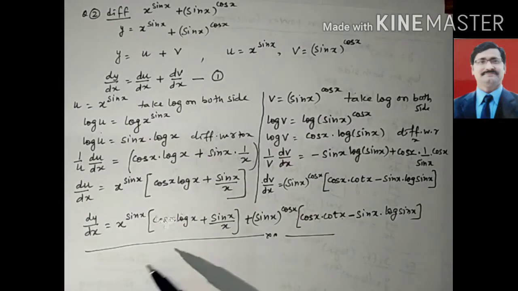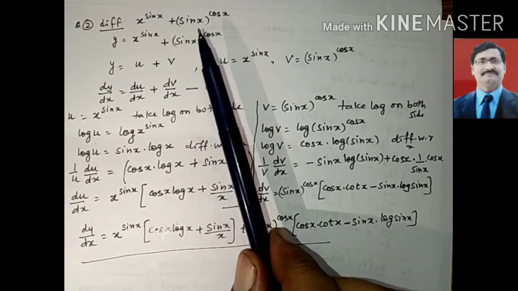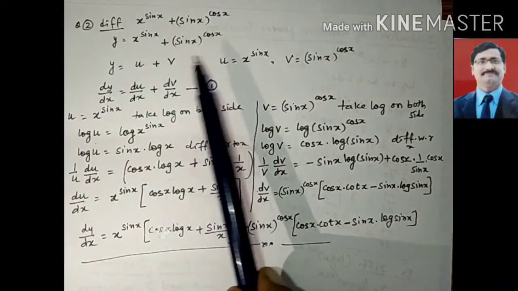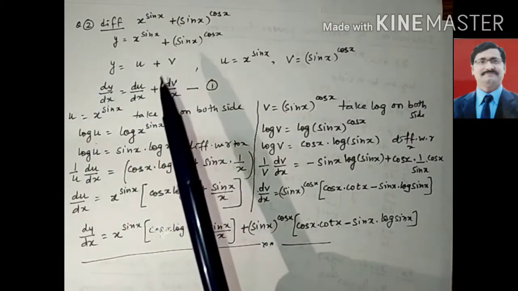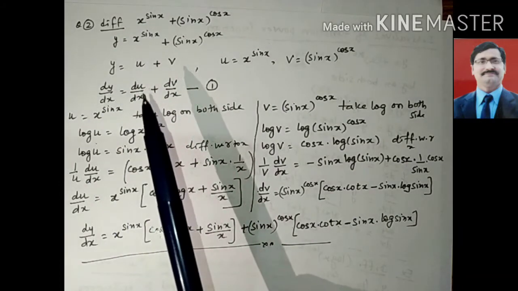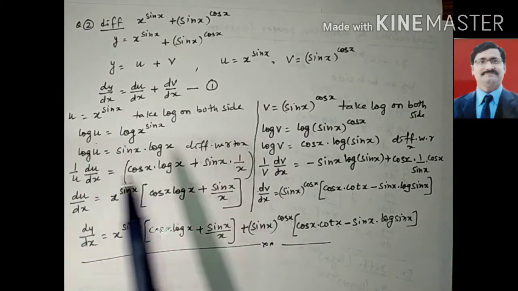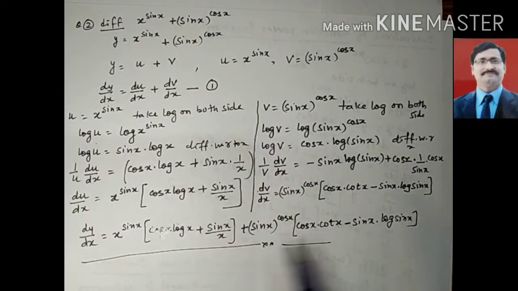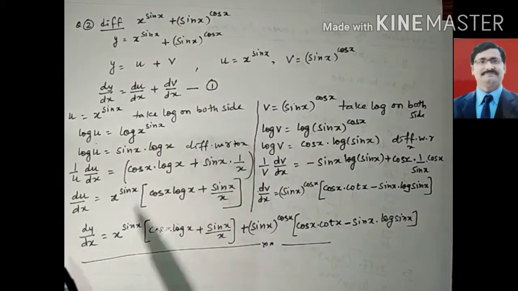This is a very important question. Look here, you have to differentiate x power sin x and sin x power cos x, both are given in a power and here is given plus. So what you do, suppose first one is u and second one is v, you will get dy by dx equal to du by dx plus dv by dx. This is equation 1. So first you take log, differentiate, you will get du by dx. Similarly the second you get dv by dx, and these du by dx and dv by dx you will put in equation 1, you will get this. So this is your answer.